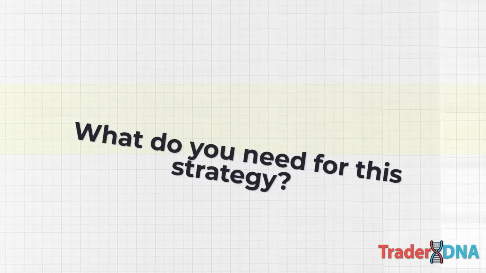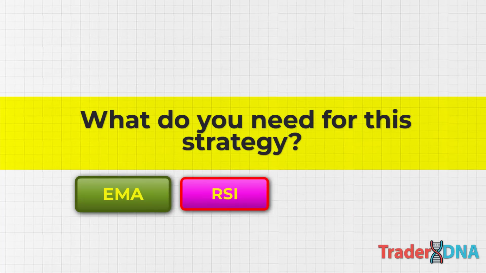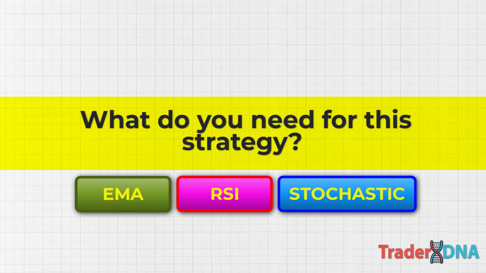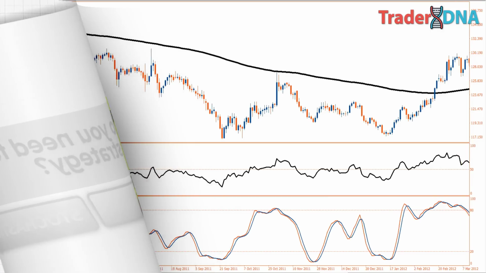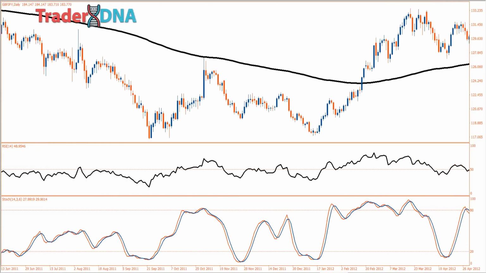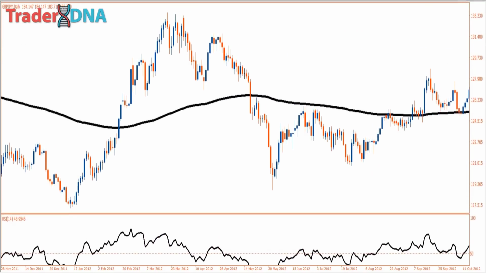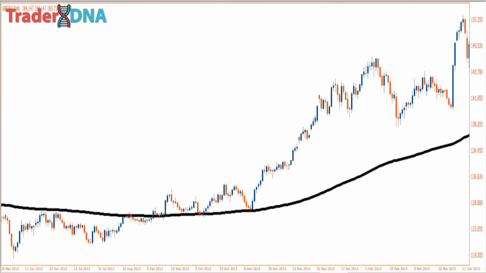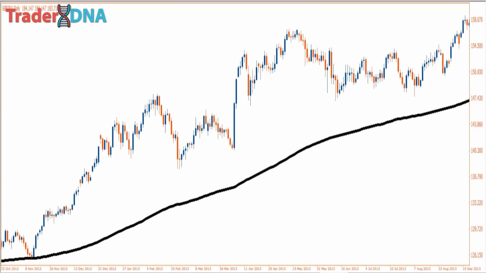So, what do you need for this strategy? You only need three indicators: the exponential moving average or EMA, the relative strength index or RSI, and the stochastic oscillator. If you've been watching other videos on the Trader DNA channel, you probably already understand why it's best to use the 200 period EMA instead of other settings like 100, 50, or other numbers. In this video, I want to emphasize that the 200 period EMA is widely used by institutional traders in the forex, stocks, and cryptocurrencies markets.